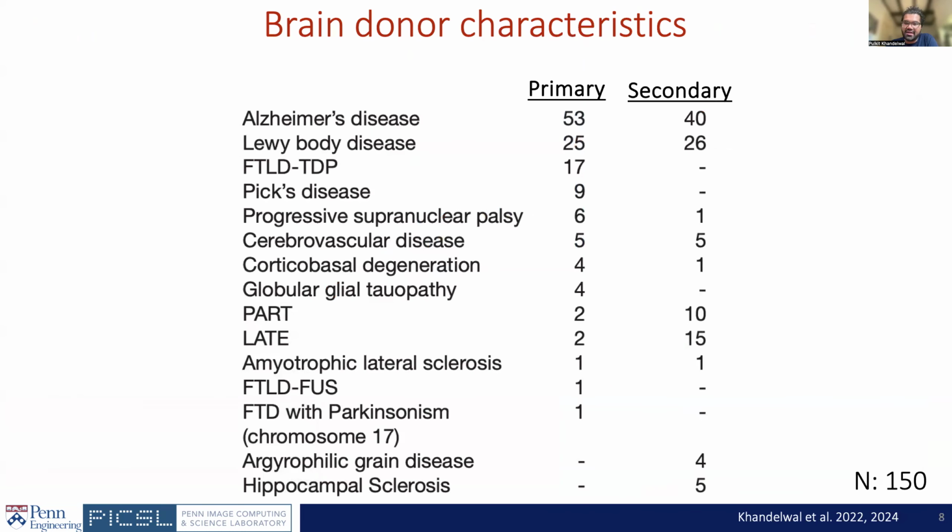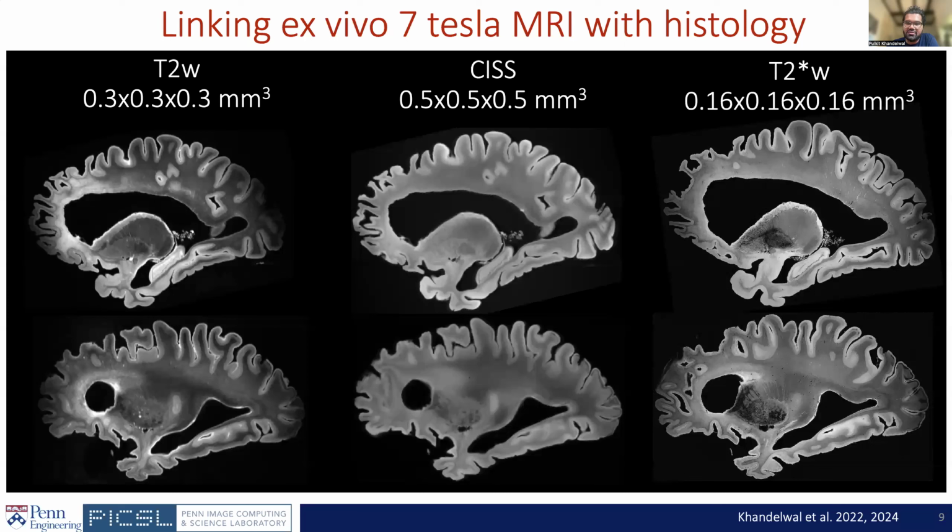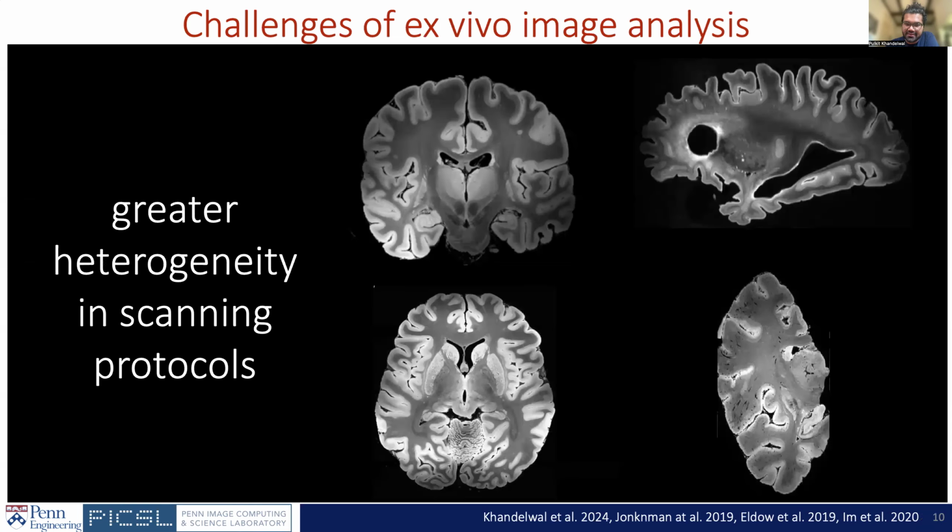Over the past few years, we have collected a data set of around 150 postmortem brain tissues from donors with diseases of primary and secondary diagnosis spanning Lewy body dementia, late frontotemporal lobar degeneration, cerebrovascular disease, amongst many others. In particular, we obtained three different MRI sequences for each brain specimen: a T2-weighted scan at 300 microns, a KISS scan at 500 microns, and a T2-star flash scan at 160 microns. Furthermore, for quantitative analysis, we grouped 82 out of these 150 specimens in the AD continuum by excluding cases with diagnosis of frontotemporal lobar degeneration or non-AD tauopathy.